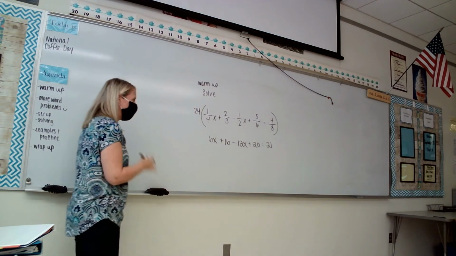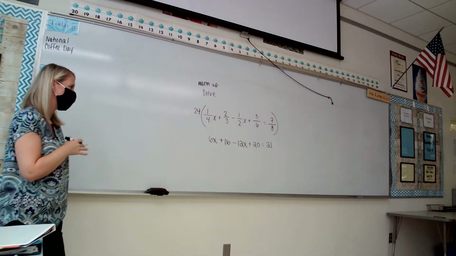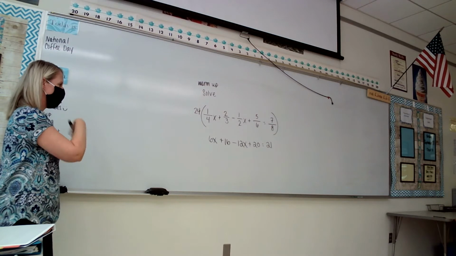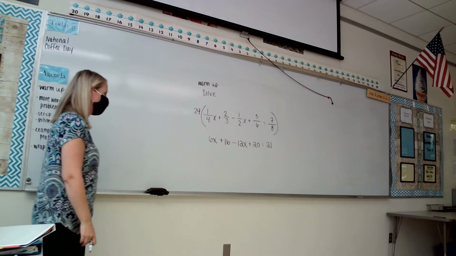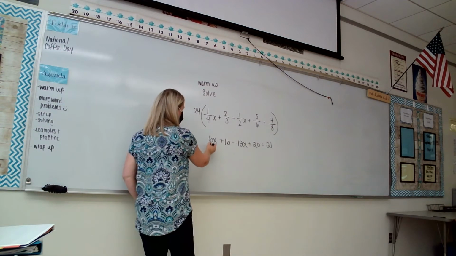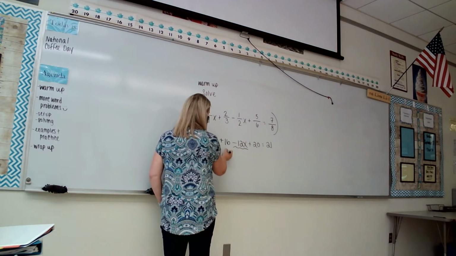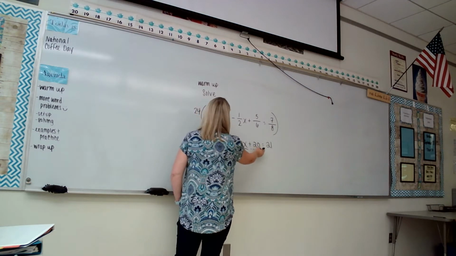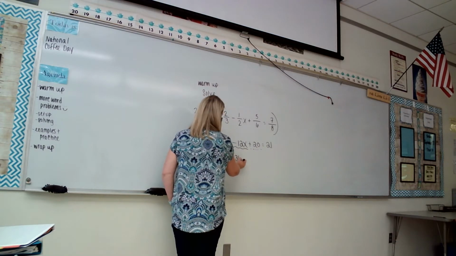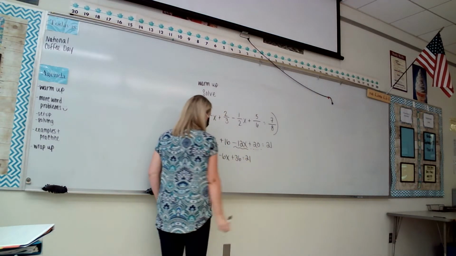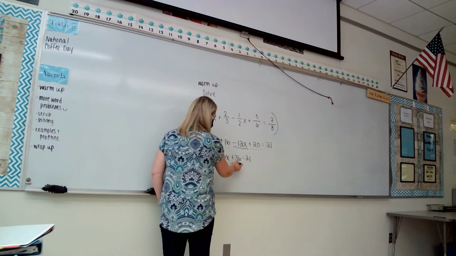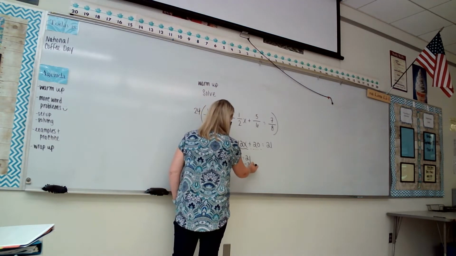So once you can kind of do that reducing, it makes life way easier because now I don't have to deal with any of those stinky fractions. I can combine like terms, so over here, 6x minus 12x gives me negative 6x. 16 plus 20 gives me 36. Two-step equation, I'm going to subtract.